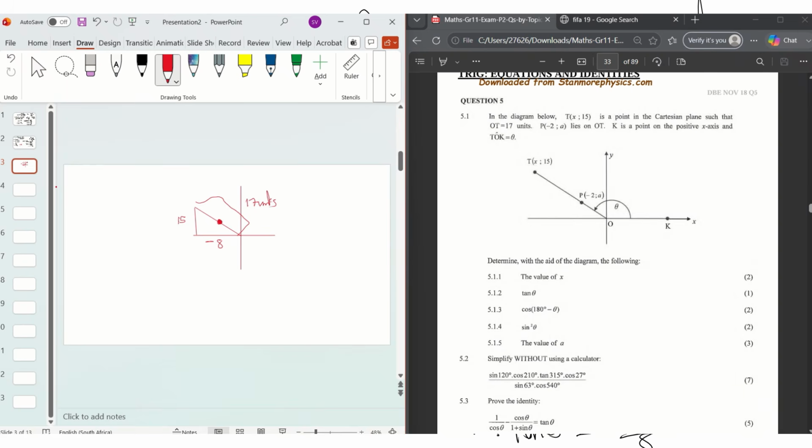Okay. And then we have this point P. We want to know the value of P, oh sorry, the value of A. So we have negative 2 and A. So how can we answer this question here? So now guys, we have our theta there. There's many ways in which we could approach this one. The first one that I would use, because I know I have my x and I don't know my y there, but I do have my x.